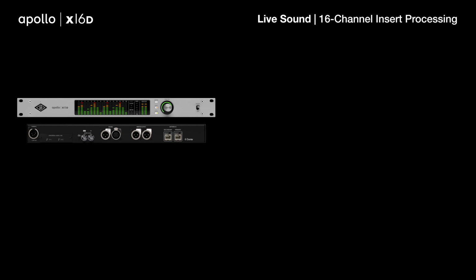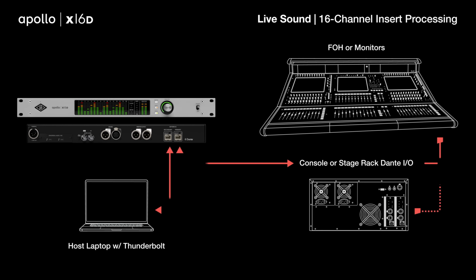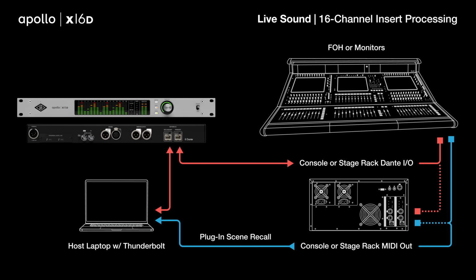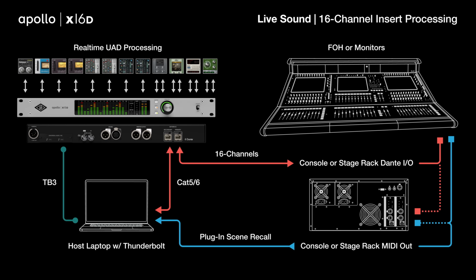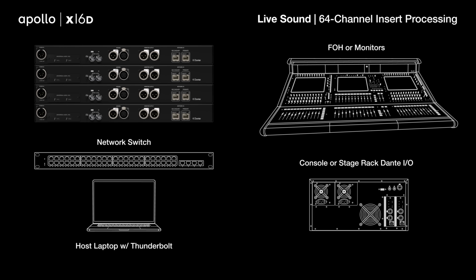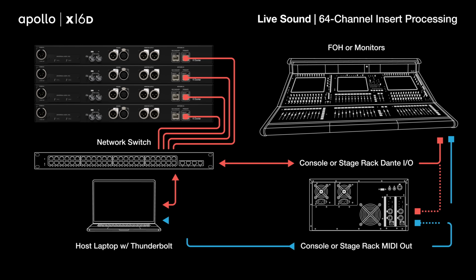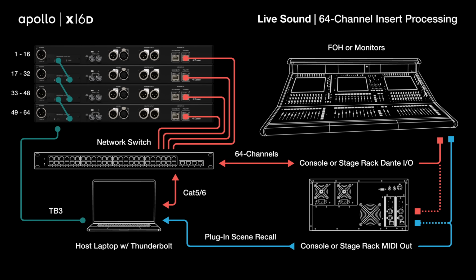Let's go through some of the most common ways you'll be setting up X16D. In this first scenario, we'll be setting up X16D for a live show or a television broadcast. Using Apollo X16D, you can integrate 16 channels of award-winning UAD2 processing into any digital console that features Dante I/O. And by stacking four units, you can process up to 64 channels.